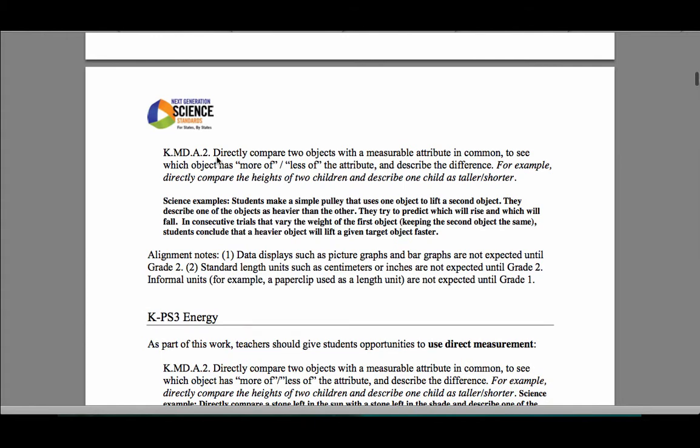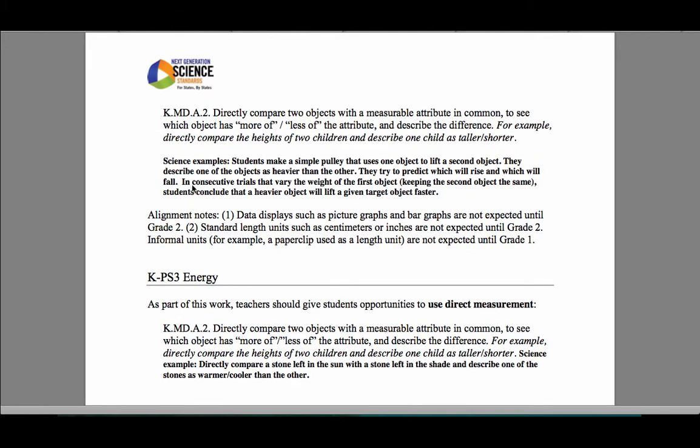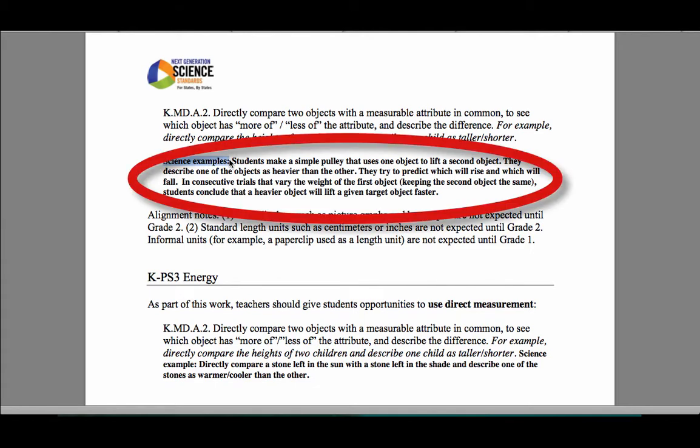And the second standard: directly compare two objects with measurable attributes in common to see which one has more of, less of the attribute, and describe the difference. As you can see, for this specific standard, science examples are given. These illustrate potential examples that students can do in the classroom to achieve this standard.